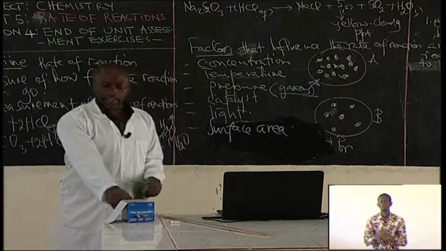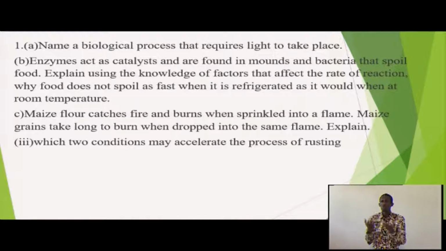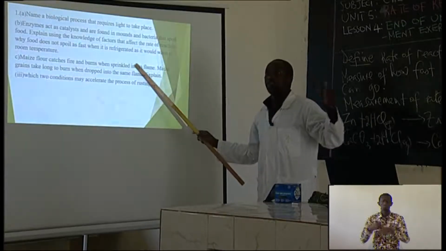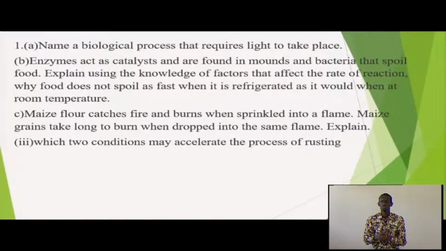So the surface area here, we are talking about when you have the maize flour, it is in powder form. So the surface area is increased. Surface area is very large. Maize grains have a smaller surface area. So that means the rate of the reaction will be increased as you increase the surface area. So here we are applying the effect of the surface area. So that's why the maize flour easily catches fire, because of the high surface area compared to the maize grains.